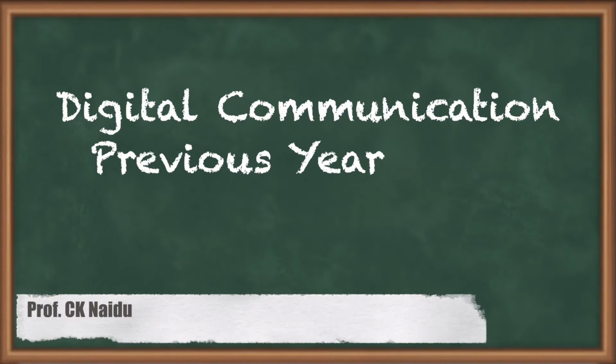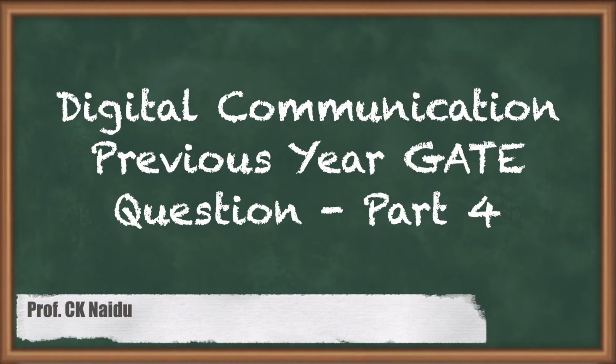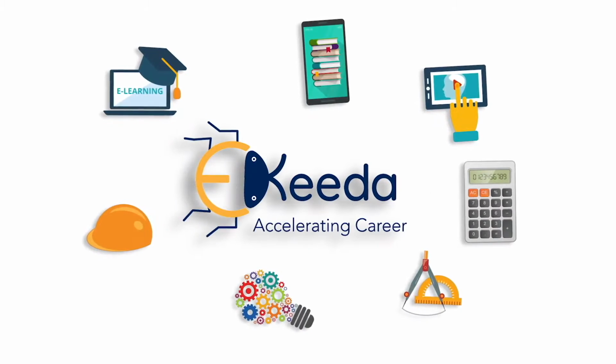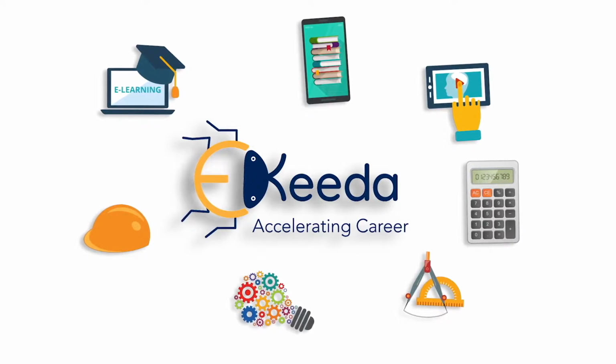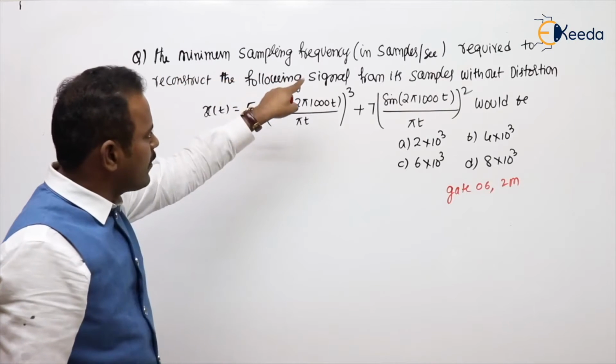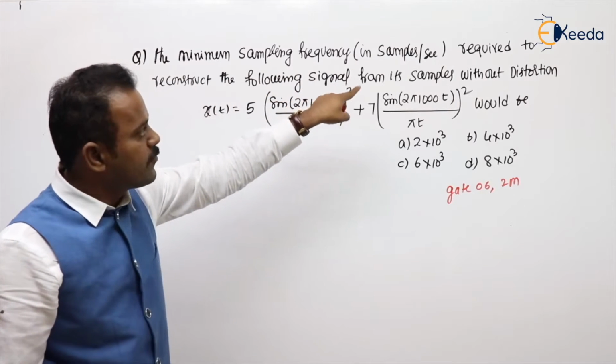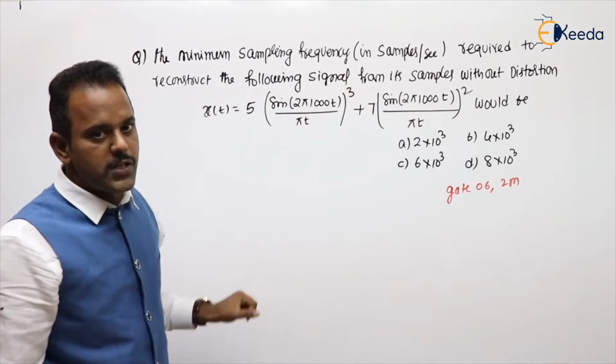Hello students, in this video we are discussing a GATE numerical. What is the minimum sampling frequency, in samples per second, required to reconstruct the following signal from its samples without distortion?